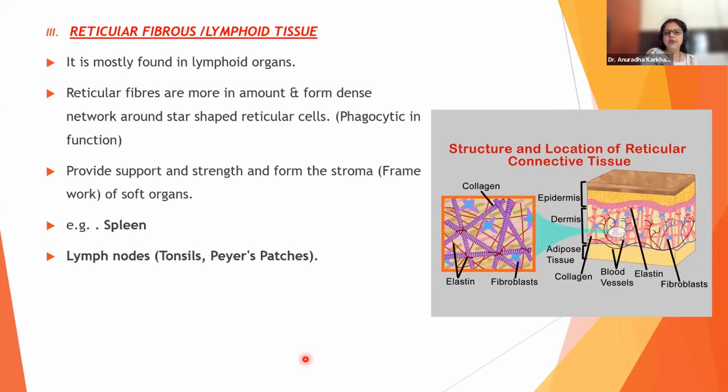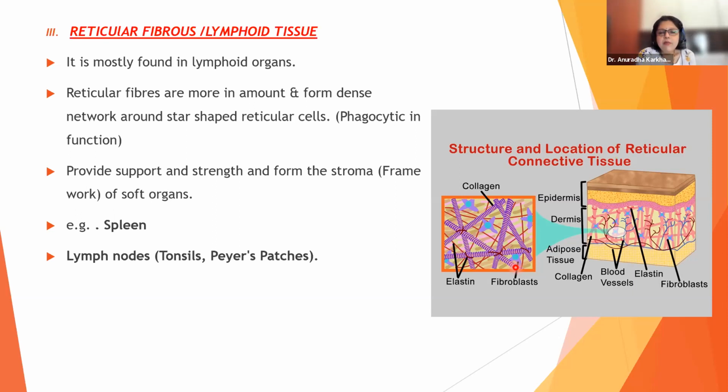So you can see over here in this diagram, these are the star-shaped reticular cells. Around them, you have got this tissue scattered. They are phagocytic in function. They provide support and strength and form the stroma, that is the framework of the soft organs.